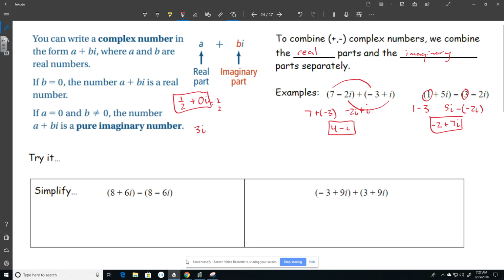All right, so down here, why don't you pause the video and try these two on your own. After you've tried them, come back and make sure you did them correctly.